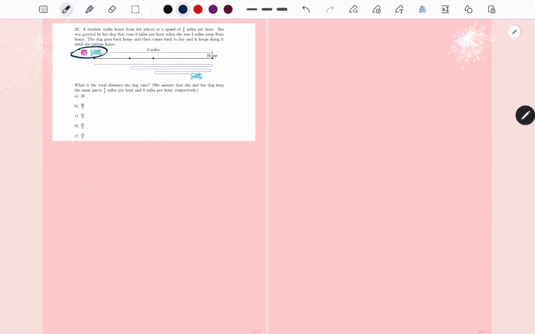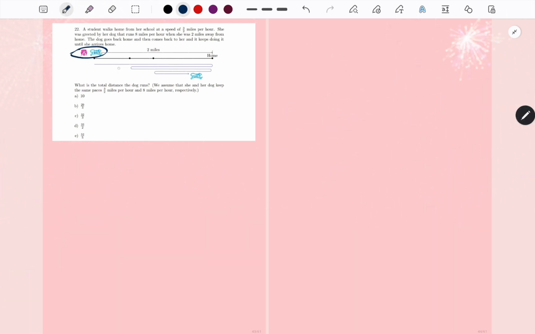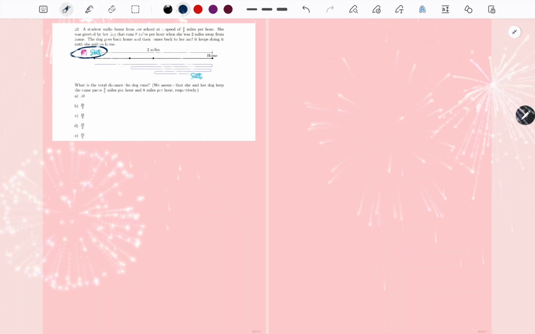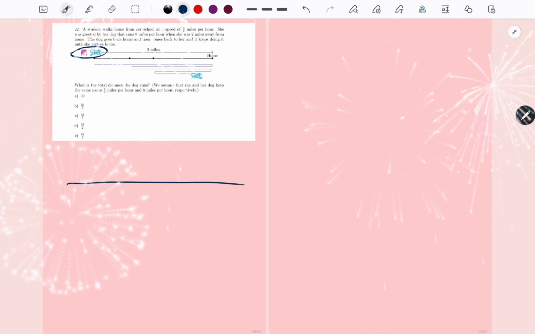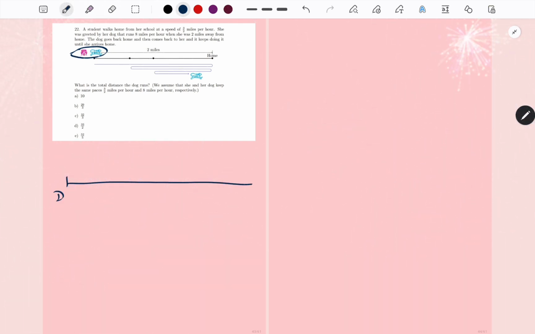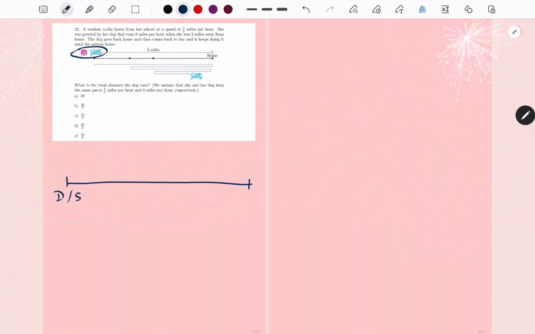The dog goes back home and then comes back to her. This keeps repeating until she arrives home. The situation says this is the dog and this is the student. So they meet here for the first time. The distance is 2 miles.